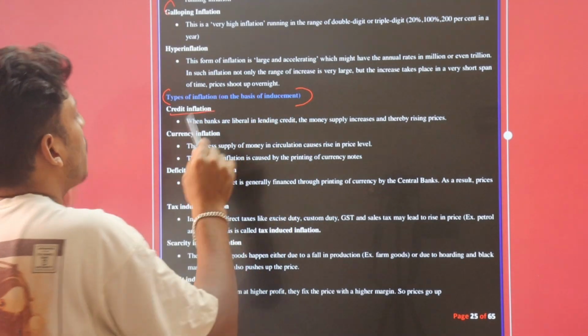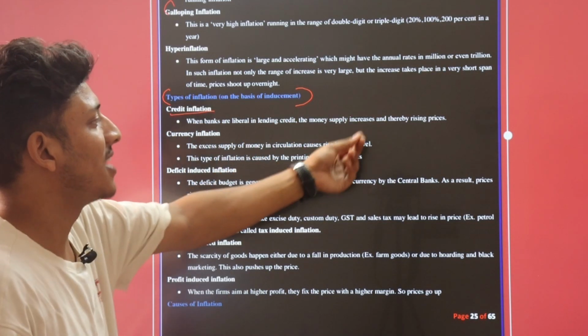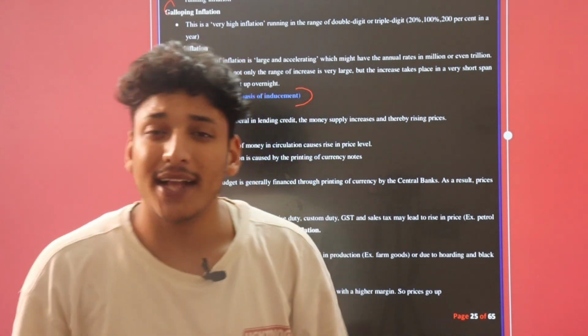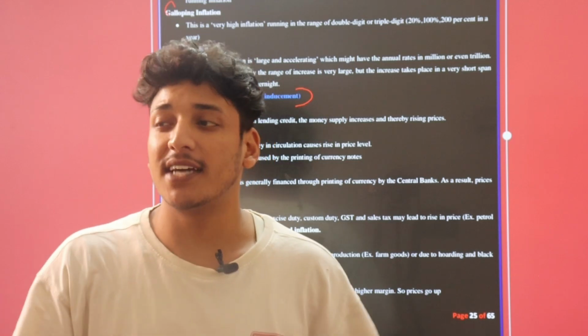Credit inflation, when the banks are liberal in lending credit, the money supply increases thereby. It means when banks offer you a great interest rate on credit cards and say that we will provide this service, just buy our credit card, then people are attracted and buy that credit card and the money supply immediately booms. That is also a phase of inflation, when there is an increase in the money supply.